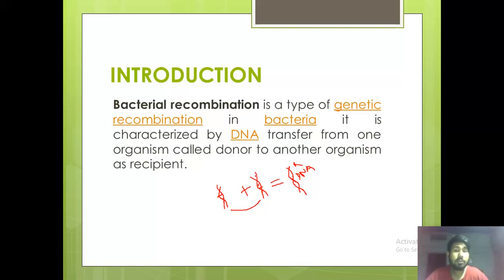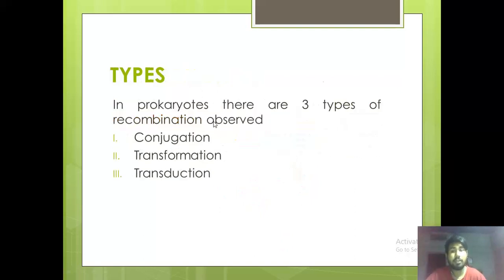In bacteria, there are three types by which a bacterium transfers its DNA to another bacterium. First one is conjugation, second one is transformation, and third is transduction. These are the means by which a bacterium transfers its DNA to another bacterium for the process of recombination to occur. In this video we are primarily focused on the conjugation process.